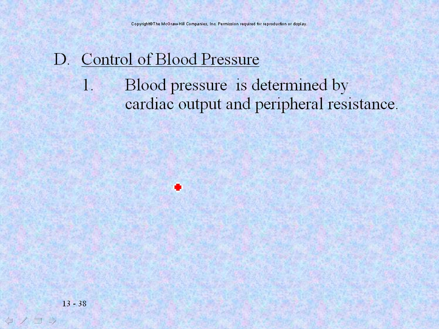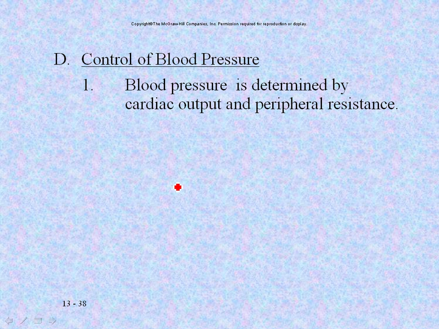Okay, control of blood pressure then. How can we control that to make sure it's maintained homeostatically? Well, there's two ways that we can do it. We can tweak what's going on in the heart, or we can tweak what's going on in terms of the blood vessels. What's going on in the heart is called cardiac output.